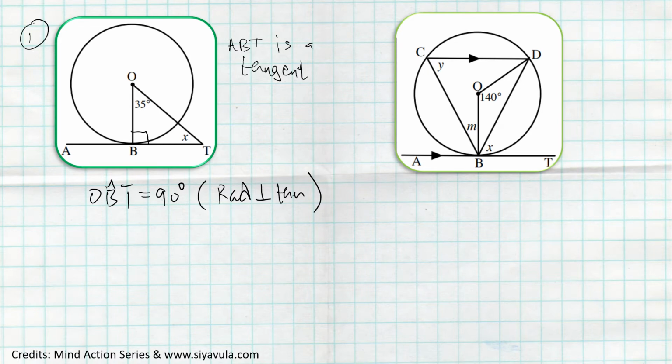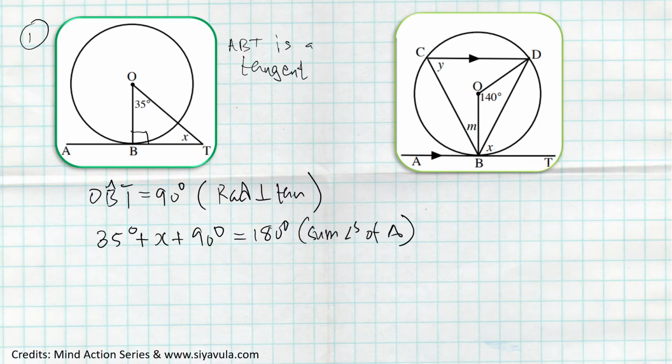So it's very easy to solve for x. We can use sum of angles of a triangle, meaning that 35 degrees plus x plus 90 degrees will be equal to 180 degrees by sum of angles of a triangle. Then we can now go and solve for x. When you solve for x, you just transpose 90 and 35 to the other side, and you'll get x is equal to 180 minus 90 minus 35, which is 55 degrees. So that's actually how we can use that theorem in order to solve some of the problems.